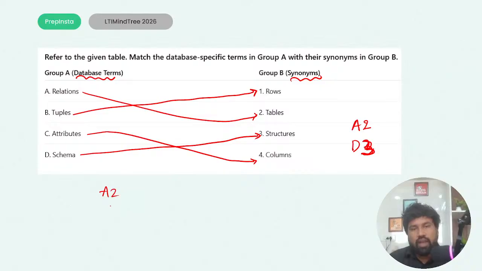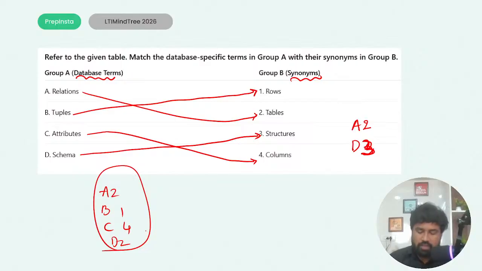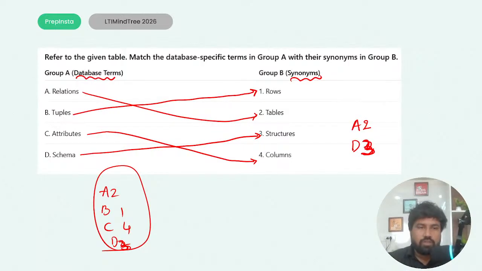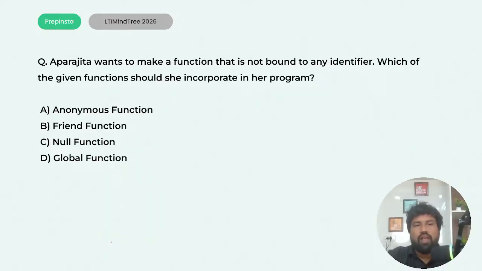So A2, B1, C4, D2. This is the correct approach. Sorry, it's my bad. D3. Thank you for the correction in the chat. Sorry, the first one is D3 only. No correction. Next.